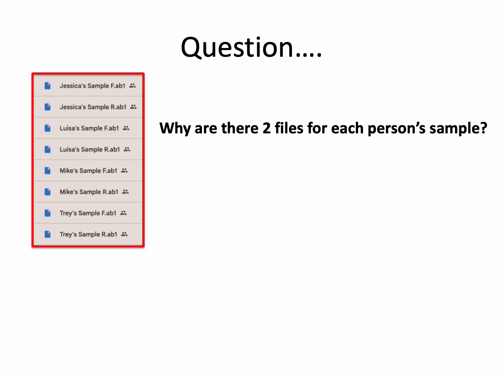All right. Here's the first quick review question. Why does each person's sample have 2 files or reads? For example, Jessica has a forward read and a reverse read, as does Louisa, Mike, and Trey. Please hit pause until you have the answer.